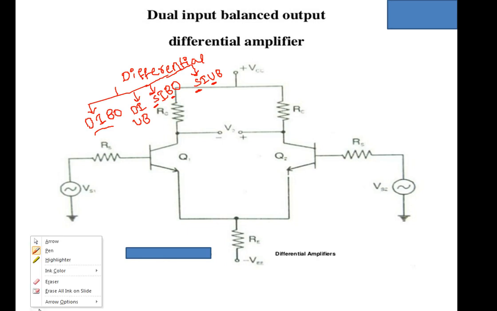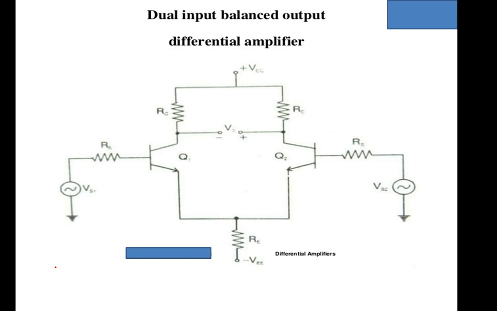So let us discuss the dual input balanced output differential amplifier. In the dual input balanced output differential amplifier we have to apply two inputs. This is the differential amplifier circuit. The first input is, let us say, V1, and the second input is, let us say, V2. I am applying the two inputs and taking the output from the collectors. So I have to take two outputs.